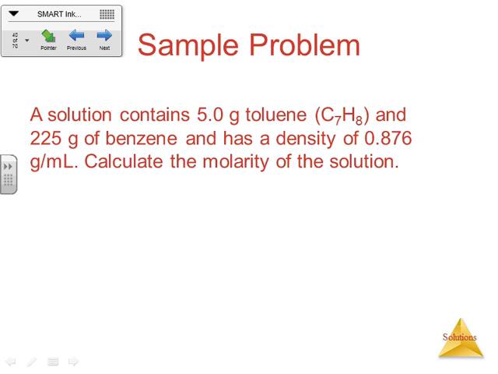Solution contains 5 grams of toluene and 225 grams of benzene, and has a density of 0.876 grams per milliliter. Actually, this is an example of one of those where you might not immediately know what dissolves in what, but what is the solvent here, most likely? Probably the benzene. There's a lot more of it, right? Now, the solvent doesn't matter so much, but we need to know what the solute is if we're calculating molarity, right? Because molarity is moles of the solute divided by liters of the solution.